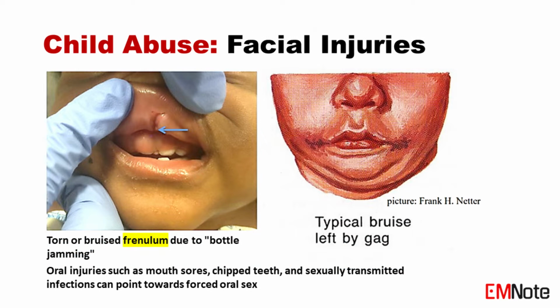Torn or bruised frenulum can occur due to bottle jamming during forced feeding. Scarring or bruising around the mouth may suggest gagging or smothering. Oral injuries such as mouth sores, chipped teeth, and sexually transmitted infections can point towards forced oral sex.